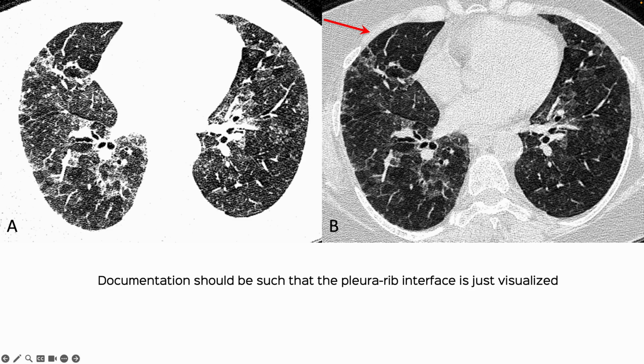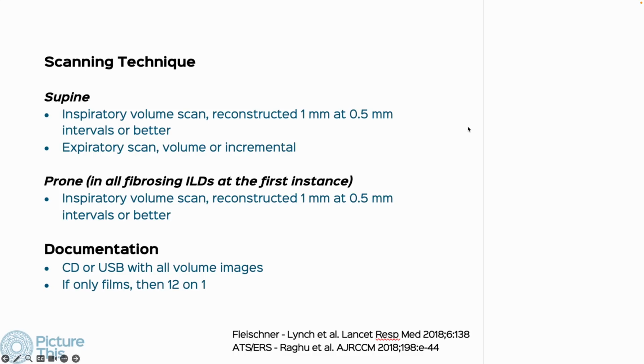The documentation also shouldn't be so narrow window. It doesn't usually happen anymore because the newer generation of technologists are better trained, but in the past this is what used to be given. What we need is where you can just about see the lung pleura rib interface, just appreciate the difference here. That's your standard window width and level setting. So that's it. That's the technique.